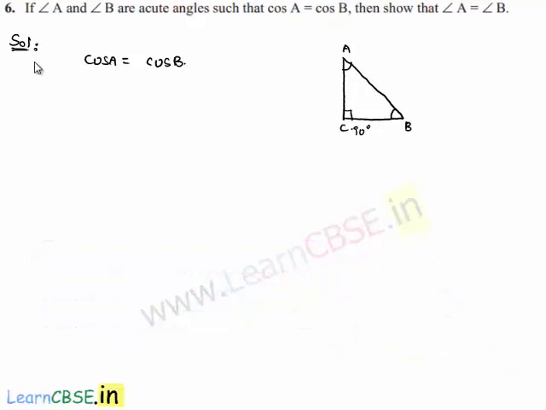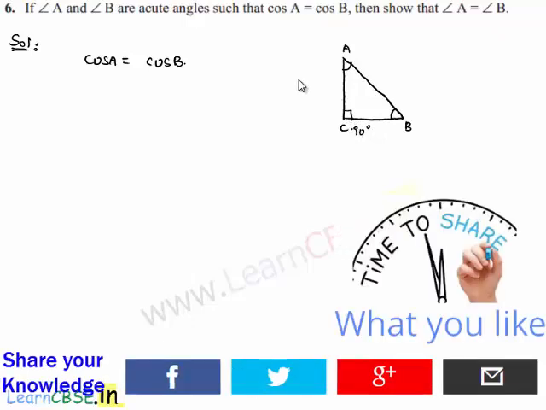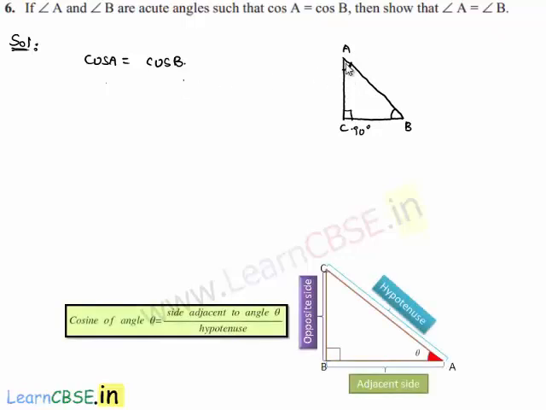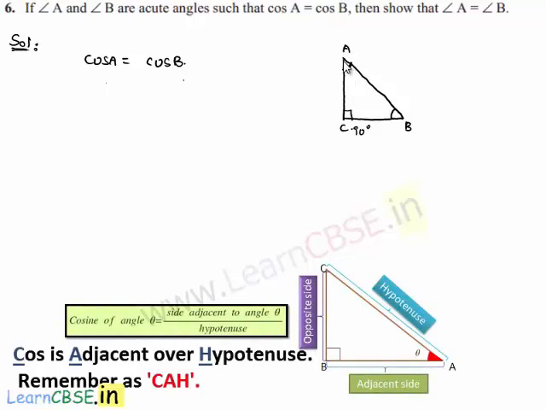Moving on to the solution, let us consider a triangle ABC which is right angled at C, and here he has given the relation between two angles A and B, that is cos A is equal to cos B. If we consider cos A, we know that cos of an angle is equal to its adjacent side by hypotenuse.